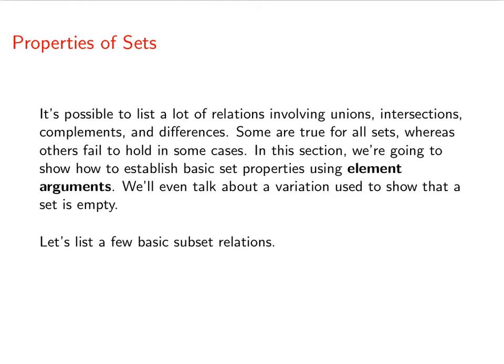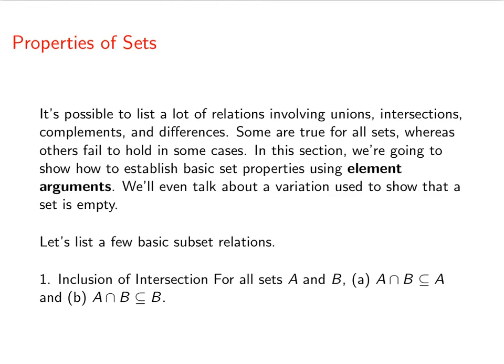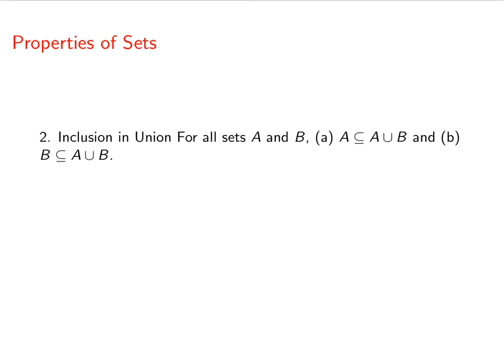So let's list a few basic subset relations. The first one is inclusion of intersections. For any sets A and B, A intersect B is always a subset of A, and A intersect B is always a subset of B. Then we have inclusion in union. For any sets A and B, A is a subset of A union B, and B is a subset of A union B.